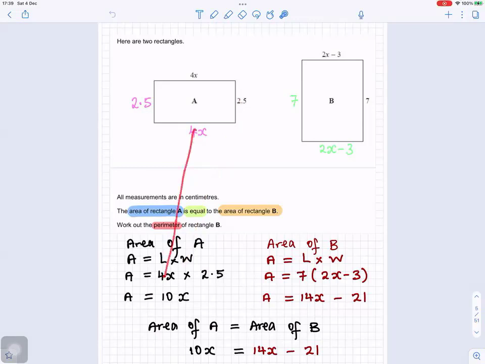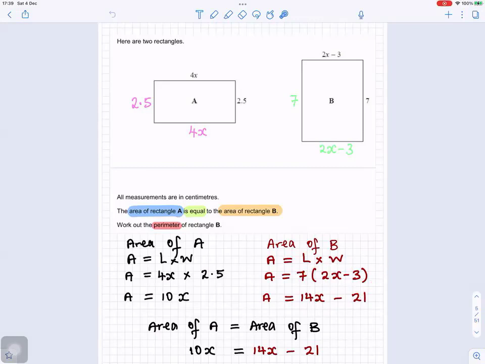So 4x times 2.5. In your calculator, 4 times 2.5 would give you 10, and you write the x, so that gives you 10x. Now we want to find the area of rectangle B. Area of rectangle B is given by the length times the width. The length, we can say 7, times the width is 2x minus 3. Put the 2x minus 3 in brackets because you treat it as one thing. And then remove the brackets. 7 times 2x is 14x. 7 times minus 3 is minus 21.